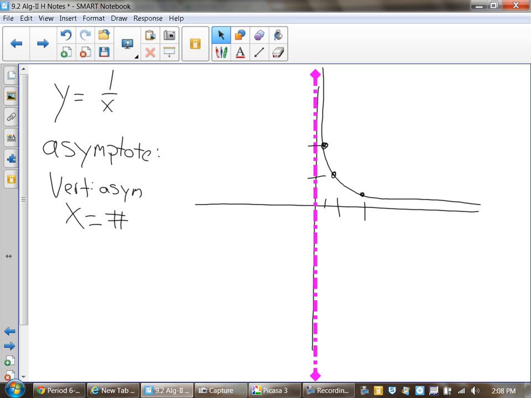And then I do the same thing with negative values. If x is negative 1, what's y? Negative 1. If x is negative 2, it's negative half. If x is negative half, it's negative 2. And you get the same idea. And like Leaf was saying, it looks kind of like a parabola that fell over.